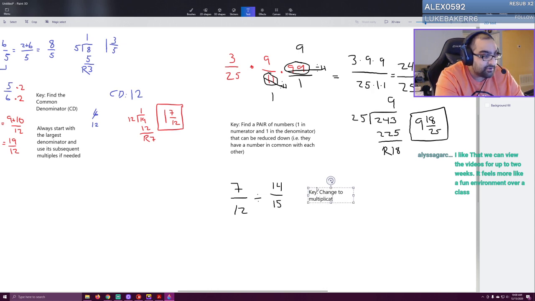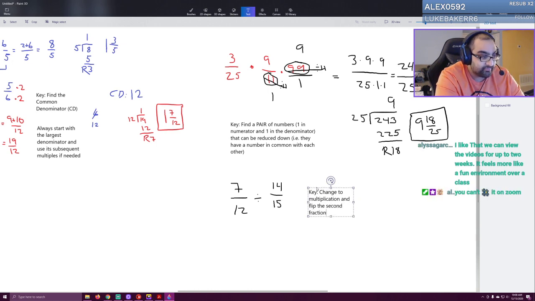So the key here to division of fractions is to change to multiplication and flip the second fraction. All right.